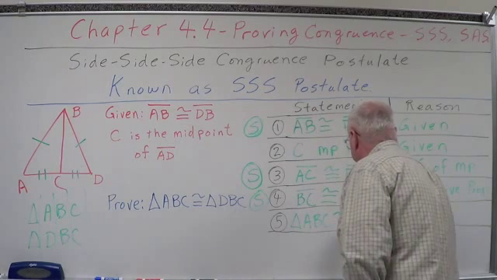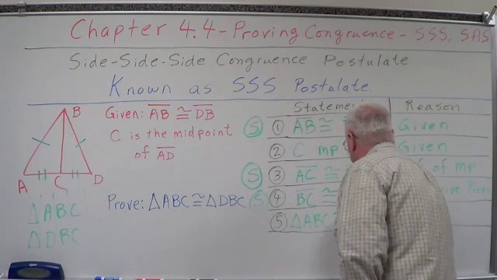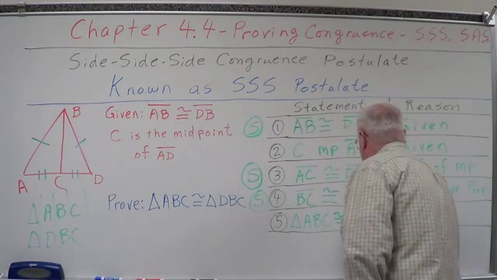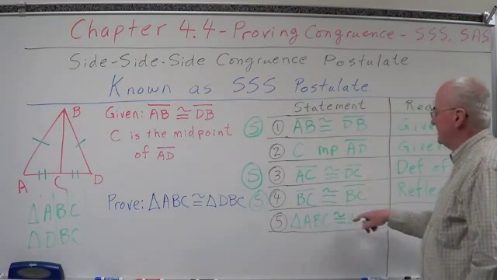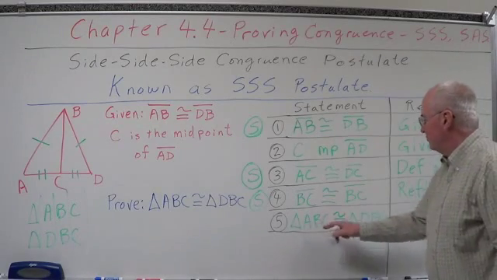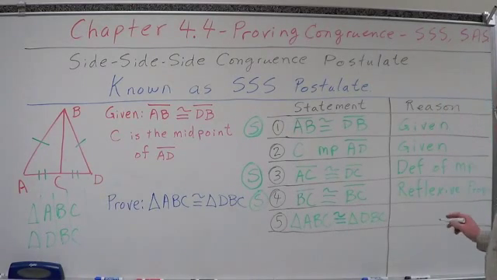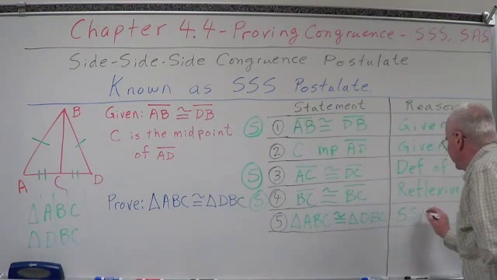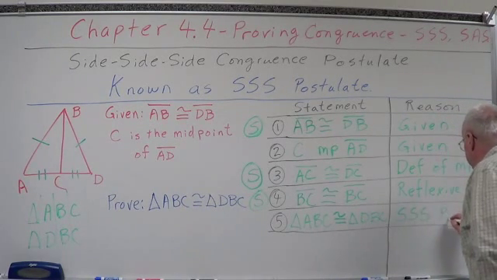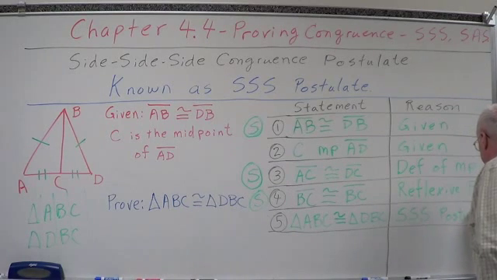Whoa, that's a little weird. Is congruent to triangle DBC. And again, notice that we set it up correspondingly, with the corresponding vertices or points. Why is this congruent? Well, side-side-side postulate.